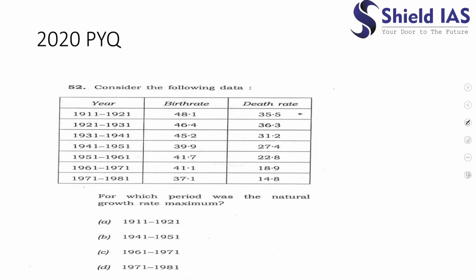Now the next question: for which period was the natural growth rate maximum? In this, he has given a birth rate and he has also given a death rate. You must be aware that natural growth rate is nothing but birth rate minus death rate. So you just have to take the difference of all the quantities that are given in the options.